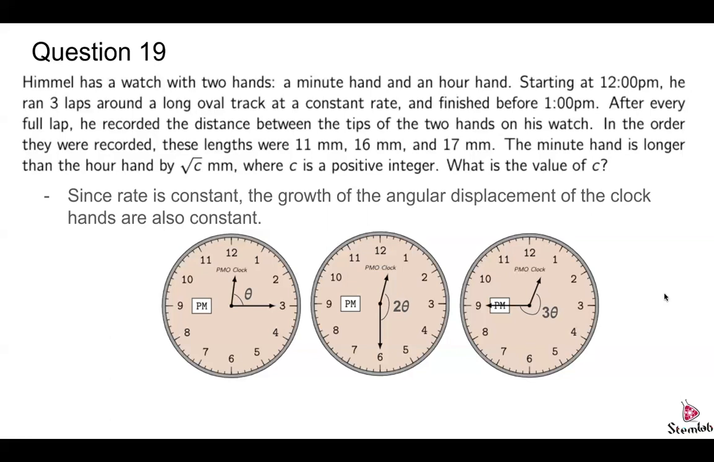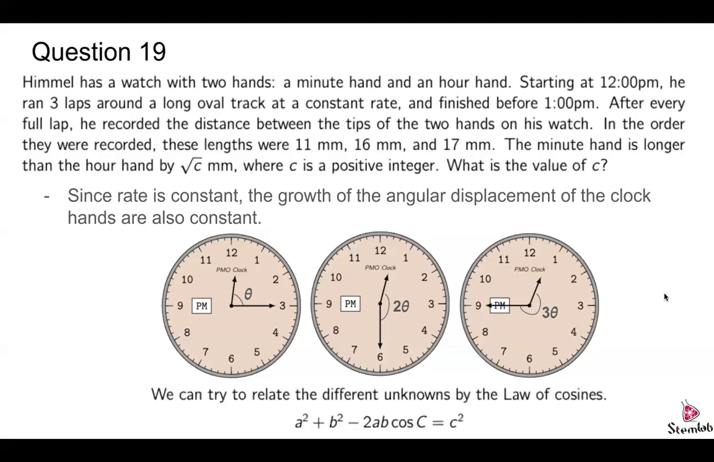So we can take advantage of that relationship and use the law of cosines to relate the different unknowns that we have here. Just as a reminder, the law of cosines basically states that the square of one side of a triangle plus the square of the other side of the triangle minus twice the product of those two sides times the cosine of the included angle is the square of the third side. So let's dive in.